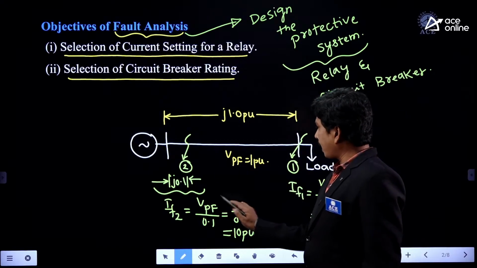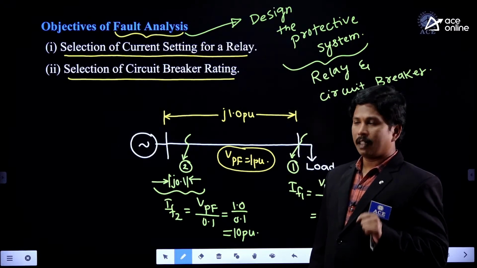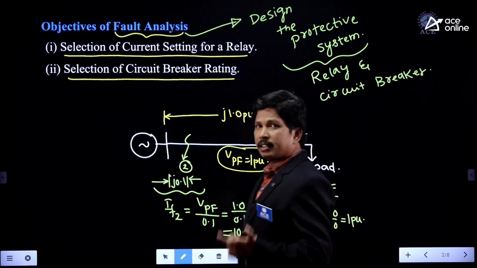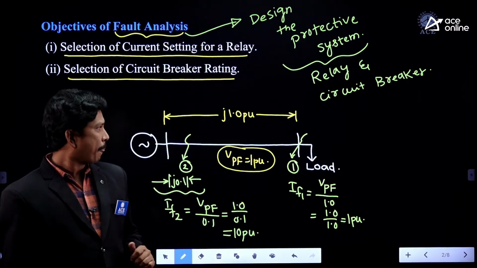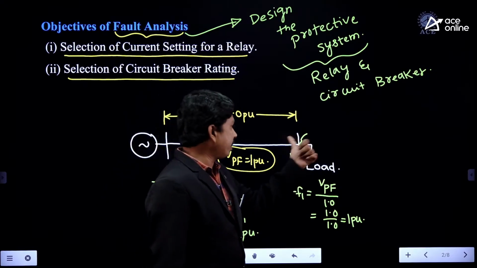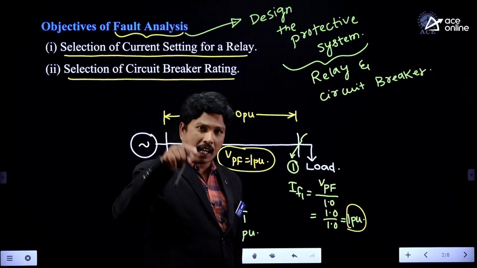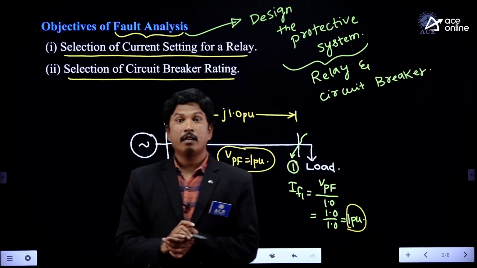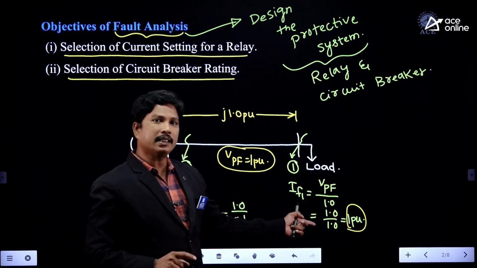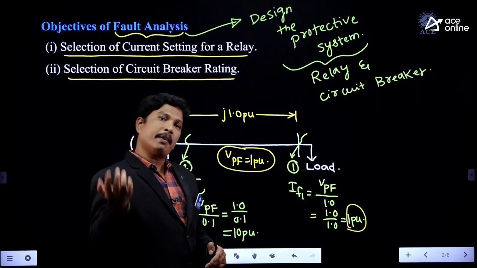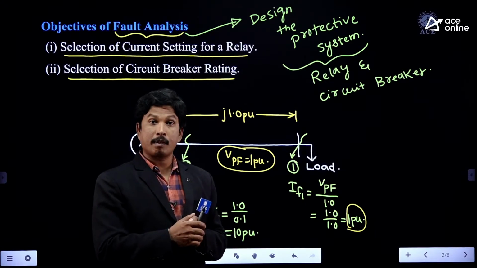But the pre-fault voltage in the system is only 1 per unit, and based on that only we calculate the fault current in the system. Clear? Whenever the fault occurs at the end of the transmission line, we can have a fault current of 1 per unit. 1 per unit is also a fault current, students, that you have to understand here. Not only 10 per unit, 1 per unit is also a fault current, which means that before the fault, the current in the system may be less than 1 per unit.